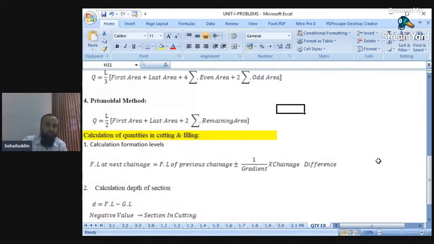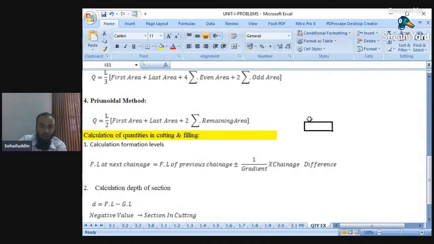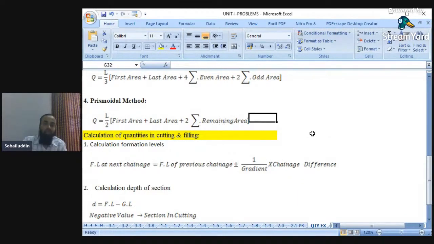The last is the trapezoidal method. Here the division is by 2, whereas it was 3 earlier. The first area and last area concept is the same. Earlier it was 4 times even areas plus 2 times odd areas, but here, instead of even and odd, we take the addition of all remaining areas, leaving the first and last areas. If there are 1 to 10 areas, 1 and 10 are covered in the first and last area, and areas 2 to 9 are covered in the remaining areas.